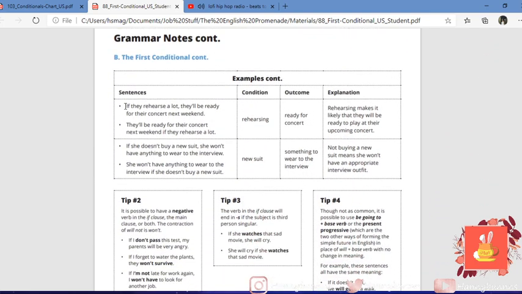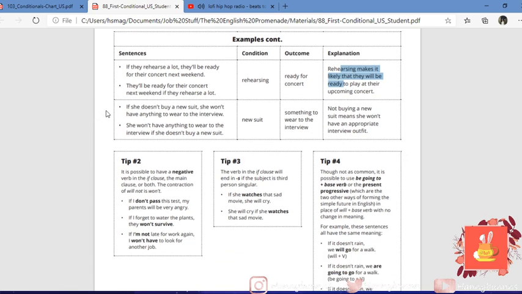Okay, more examples. If they rehearse a lot, they'll be ready for their concert next weekend, or they'll be ready for their concert next weekend if they rehearse a lot. So the condition is rehearsing. The outcome is being ready for the concert. And the explanation is the likelihood that the band will be ready if they invest time into practicing. And the last one: if she doesn't buy a new suit, she won't have anything to wear to the interview. She won't have anything to wear to the interview if she doesn't buy a new suit.